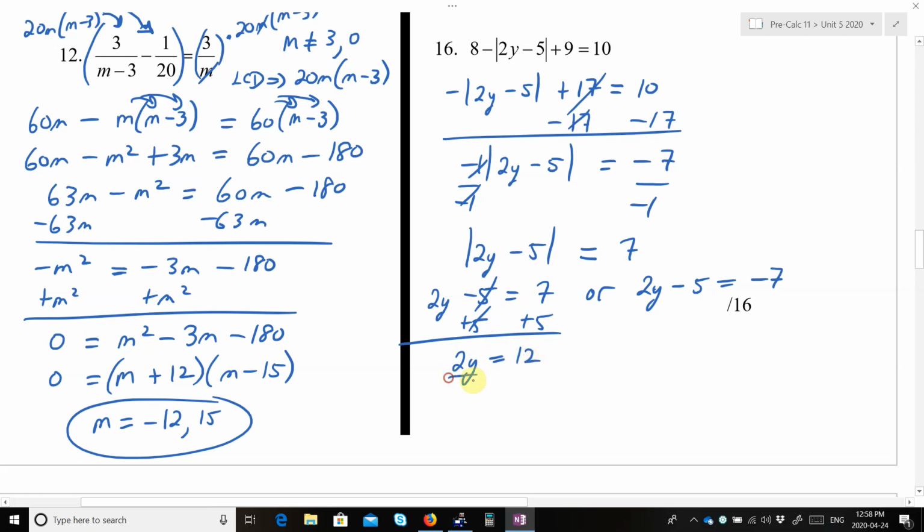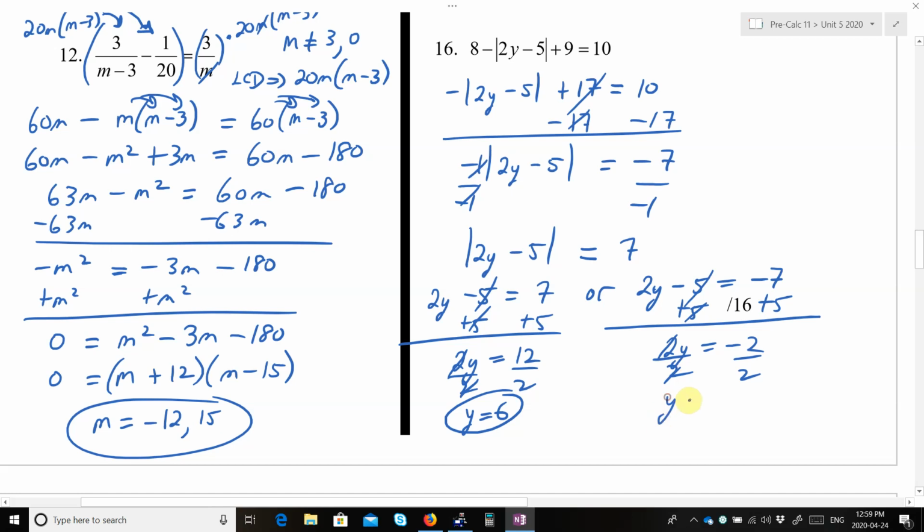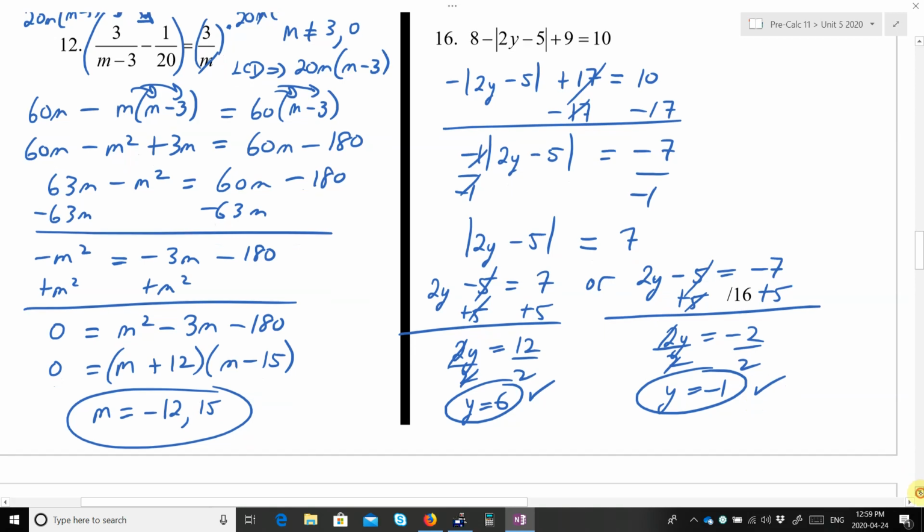2y is equal to 12, divide both sides by 2, and y is equal to 6. We need to check that. And the other one, we get 2y equals negative 2, divide both sides by 2, and we get y equals negative 1. And I think they both work, but make sure you double check in the original equation. This one definitely works. And negative 1 works as well, so they're both good.